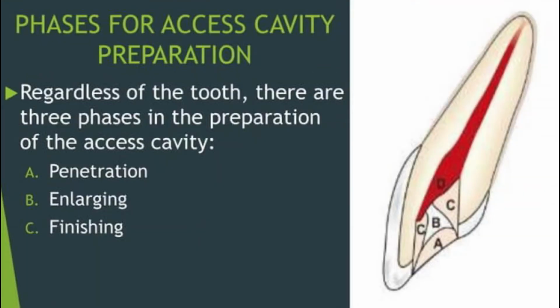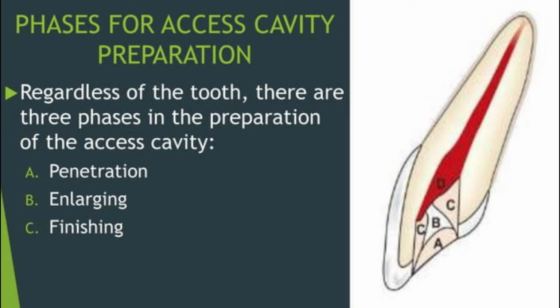What are the phases of the access cavity preparation? There are three phases of the access cavity preparation. The first is the penetration, second is the enlarging, and third is the finishing.